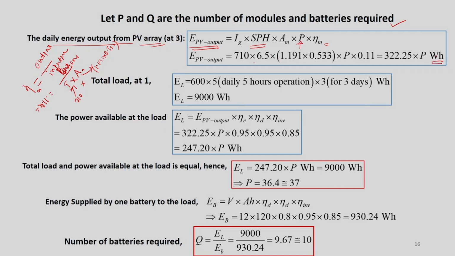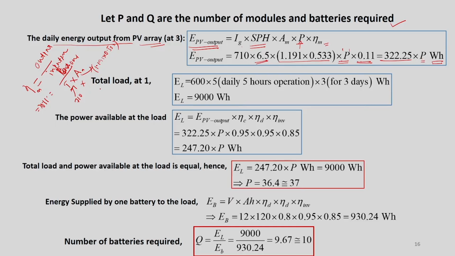So, we need to multiply by how many hours solar radiation will be there. So, 6.5 multiplied by the area of a single module, and P is the number of modules, right, and we know the efficiency of the module, right. Once we do this calculation, then what we will get is about 322.25 P, okay.